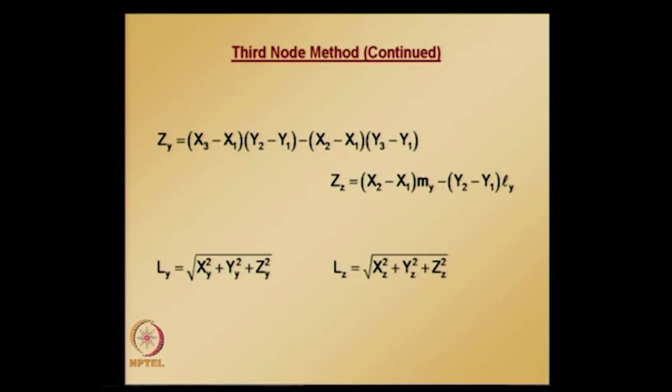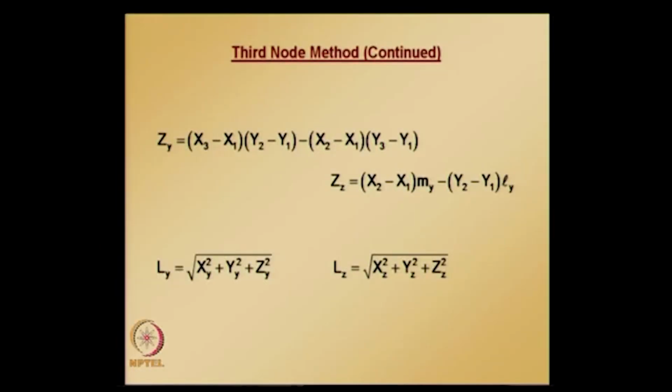So, this is how we can obtain the rotation matrix, either by using the orientation angle method or by using the third node method. Once we get this rotation matrix, we can write the transformation matrix from local to global coordinate system for this 3 dimensional space frame element. So, in the next class we will be looking at a numerical example where we will be using all these concepts.